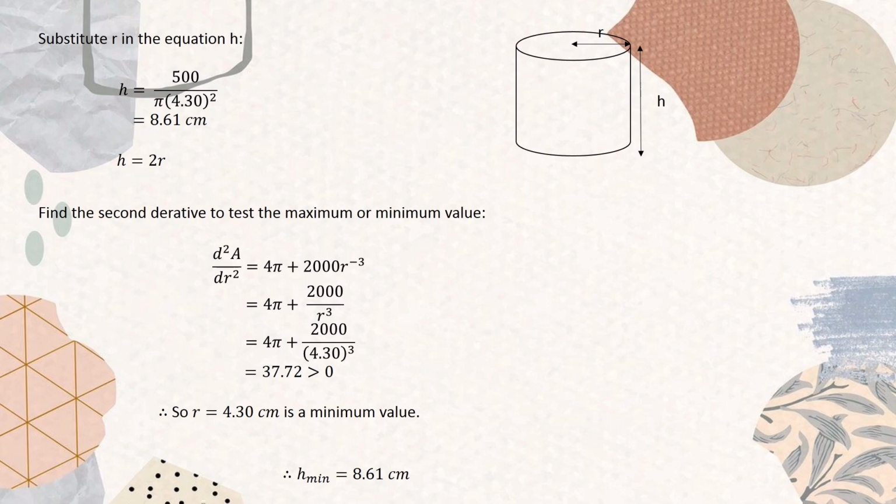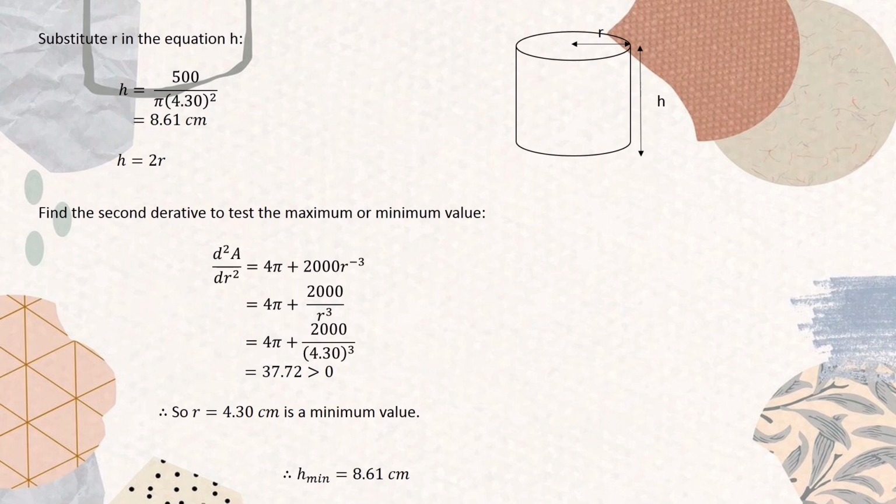Even though we already got the value of r, we're still not sure whether the value of r is a minimum or maximum value. So here, we must differentiate the equation twice to get d square A over dr square. When we differentiate 4 pi r, we will get 4 pi, and differentiating negative 1000 r to the power of negative 2, we will get 2000 r to the power of negative 3. Then 4 pi plus 2000 over r to the power of 3.